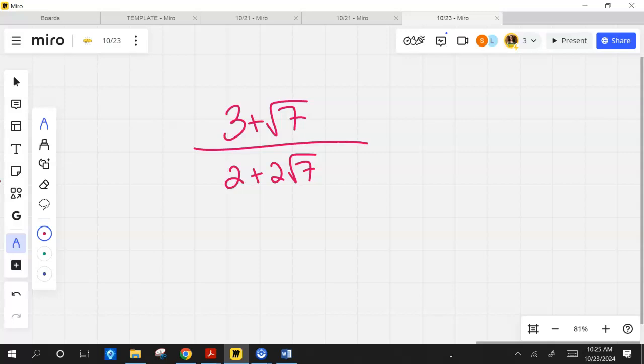They're not being serious. What do I do? We did this with quadratics. Let's see if you remember.